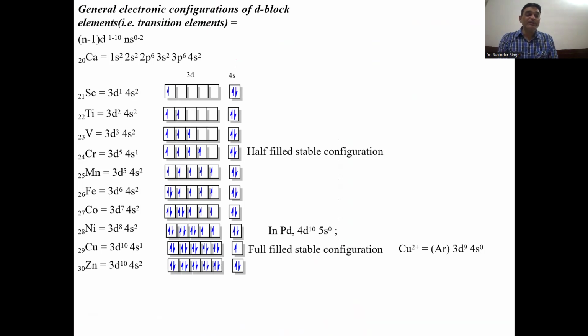The next oxidation state that can be shown by copper is plus 2. You can see here the next electron can now be lost from the d subshell. Now the configuration becomes 3d9 4s0.